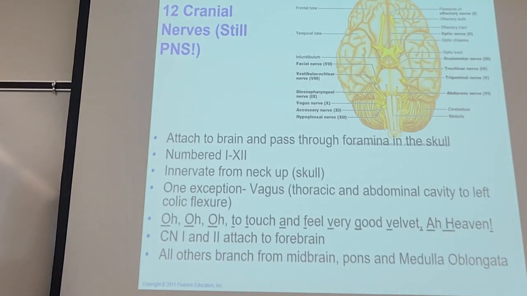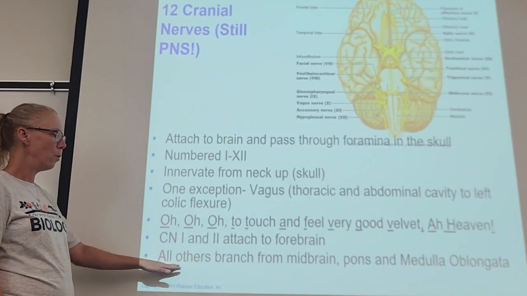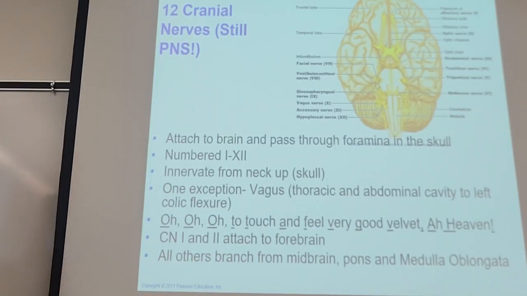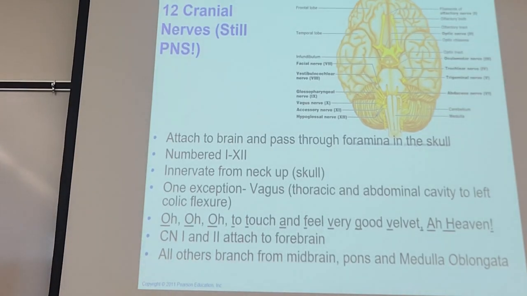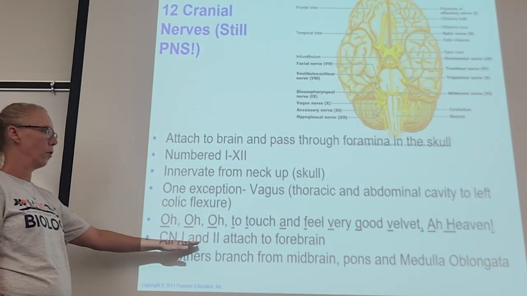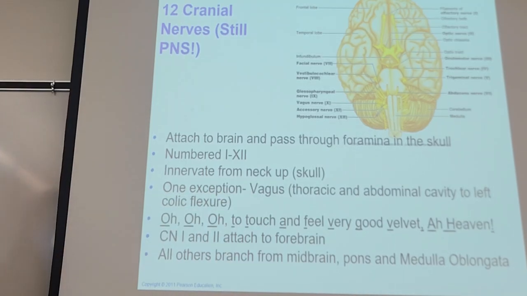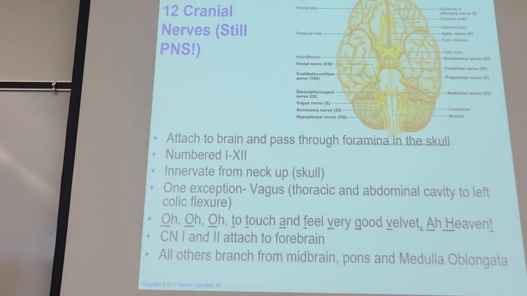All right. So we already know the mnemonic. We know most of them, 10 of the 12, attach to the brainstem. We talked about that yesterday. So olfactory and optic do not. Those are in the forebrain. The vagus nerve is one that really goes all the way down into your thorax and abdomen. So the vagus nerve is quite important. We'll talk a little bit more about that in a minute.